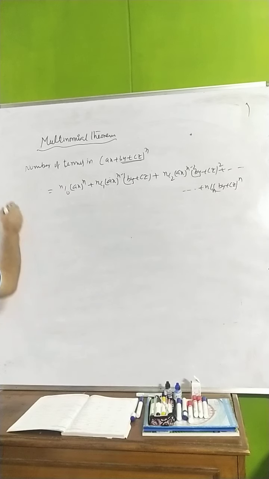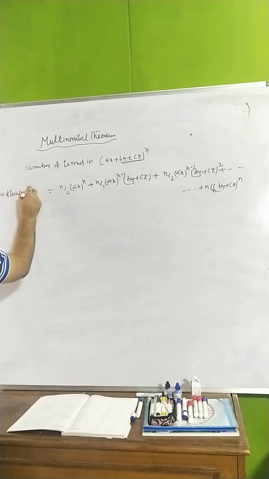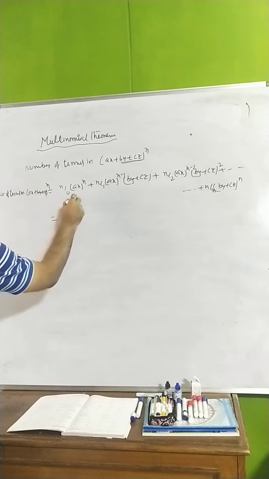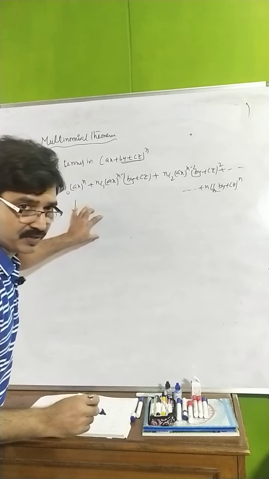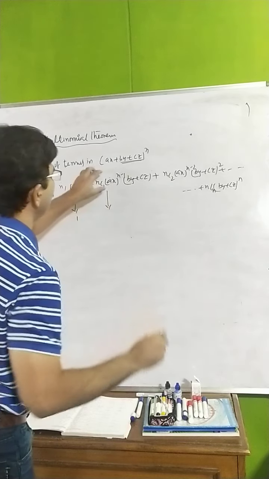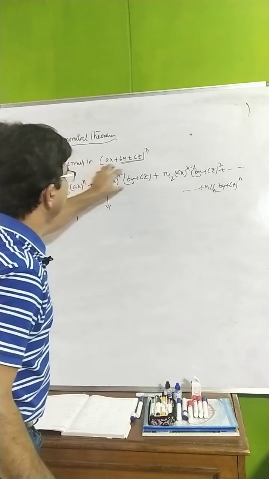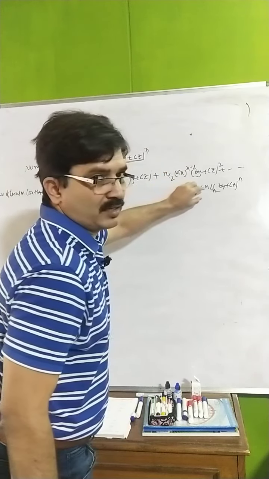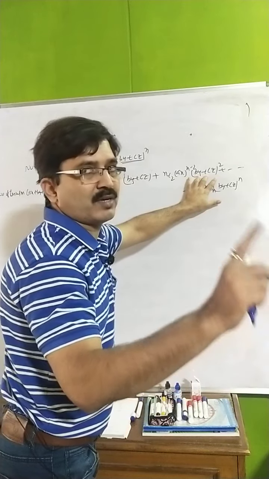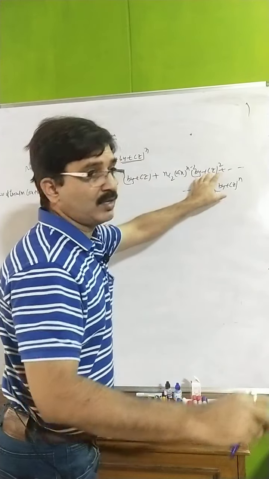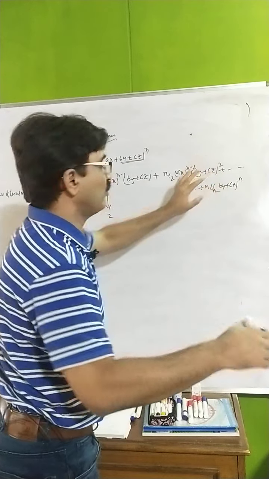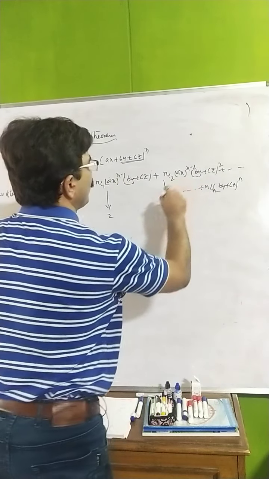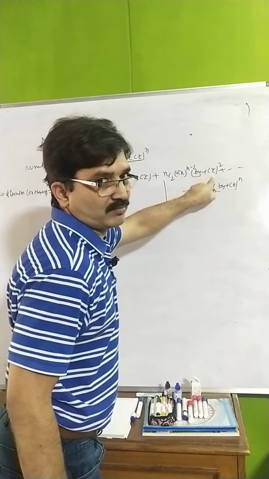Right. Now you can say that the number of terms in (ax + by + cz) whole to the power of n: here, the first has only one term. Here we will find 2 terms. How? This multiplied by y is one term, this multiplied by z is another term. That's why I say 2 terms. In the third, how many terms are there while expanding this? b square y square is one term, c square z square is another term, and bc yz is another term. So what we have here? 3 terms. So it is very clear.